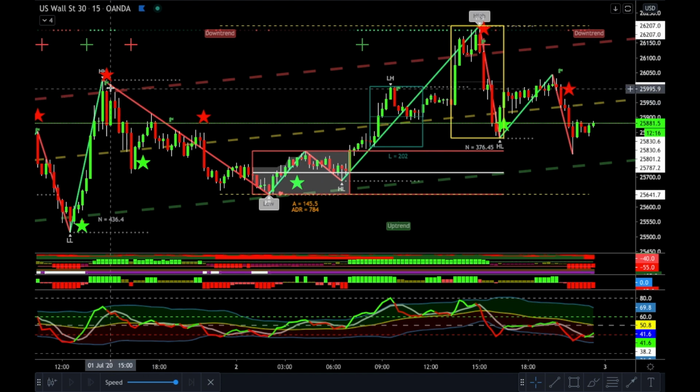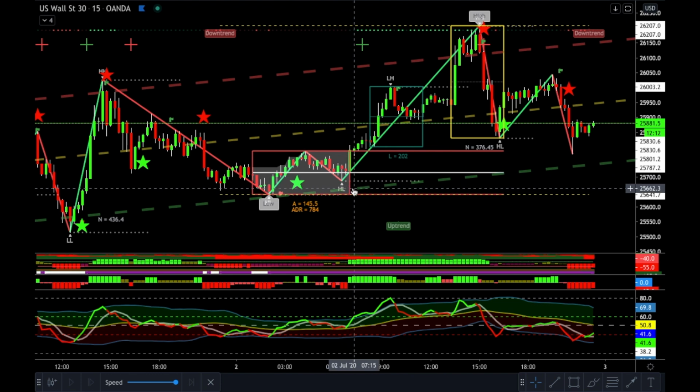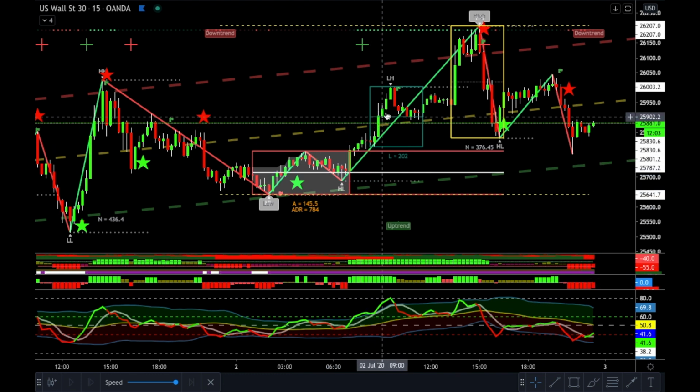As you can see here, US 30 did the same thing. Price came down, went up to almost the mid-level, came down here. I had my TDI do the same thing, crossover, came up here. Look, Pip Hunter Momentum Extreme and Trend Scout kicked in. You could have got in here and taken this all the way up.